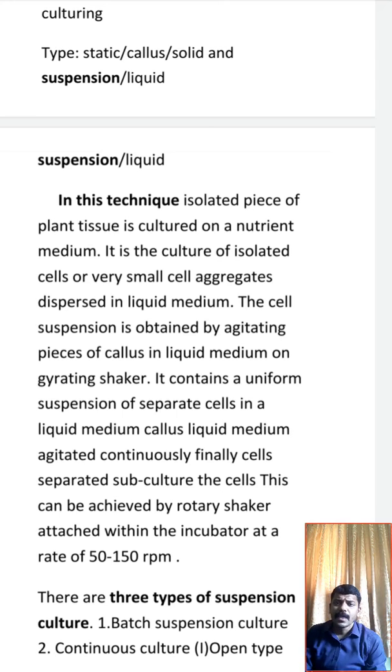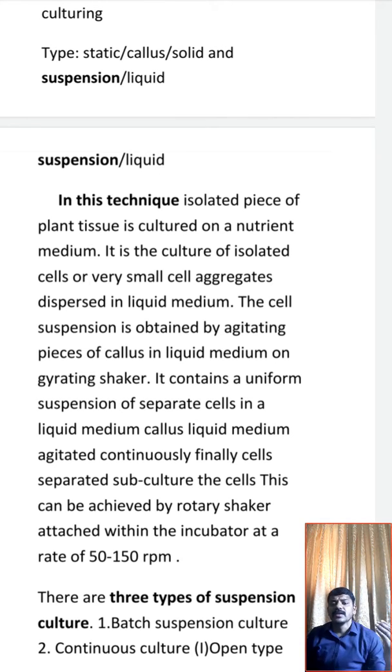So in this technique, isolated piece of plant tissue is cultured on a nutrient medium. It is the culture of isolated cells or very small cell aggregates dispersed in liquid medium. The aggregates are obtained from the callus. The cell suspension is obtained by agitating pieces of callus in liquid medium on a gyrating shaker. There is continuously round movement of the conical flask. There is a specific instrument called rotary shaker having some spring to fix the position of Erlenmeyer flask that continuously rotates because of the motor.